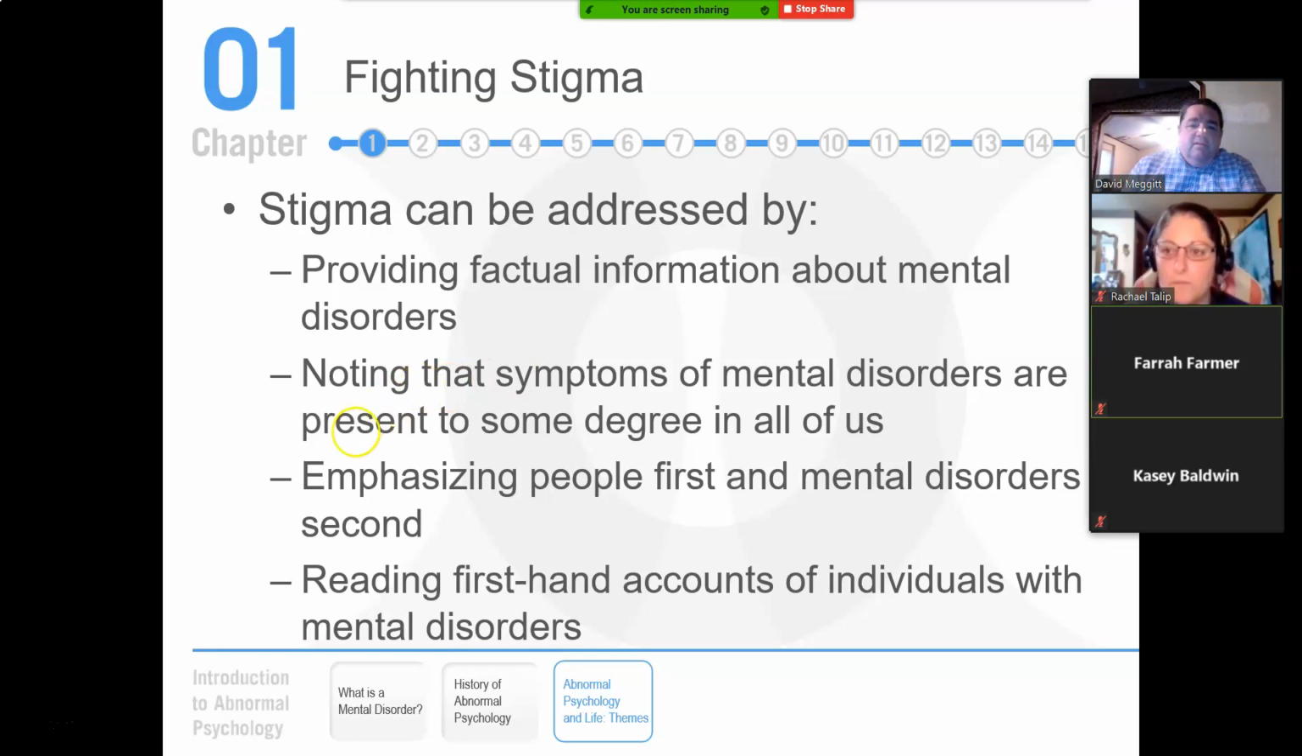We do this by the facts, noting the symptoms of mental disorders are present to some degree in all of us. As you go through and read the DSM-5, you're going to be like, oh man, I got this, I got this, I got this. But you have to remember that you might have that symptom, but you haven't had it long enough or severe enough to actually meet all the criteria for the actual disorder.